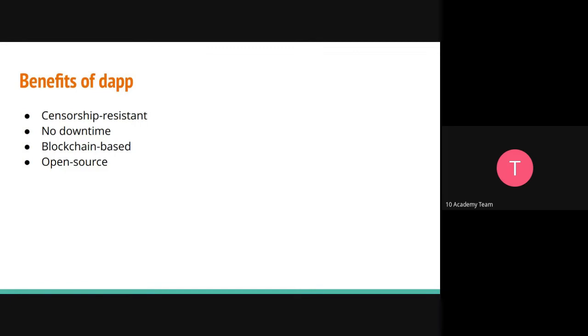When we deploy our dApps or smart contracts, they're deployed on multiple nodes, on a peer-to-peer system, which ensures our dApp continues to work even if a single computer or some part of the network goes down. And the third one is that it's blockchain-based. Like we said, it's built using smart contracts, and they can easily integrate with different cryptocurrencies.